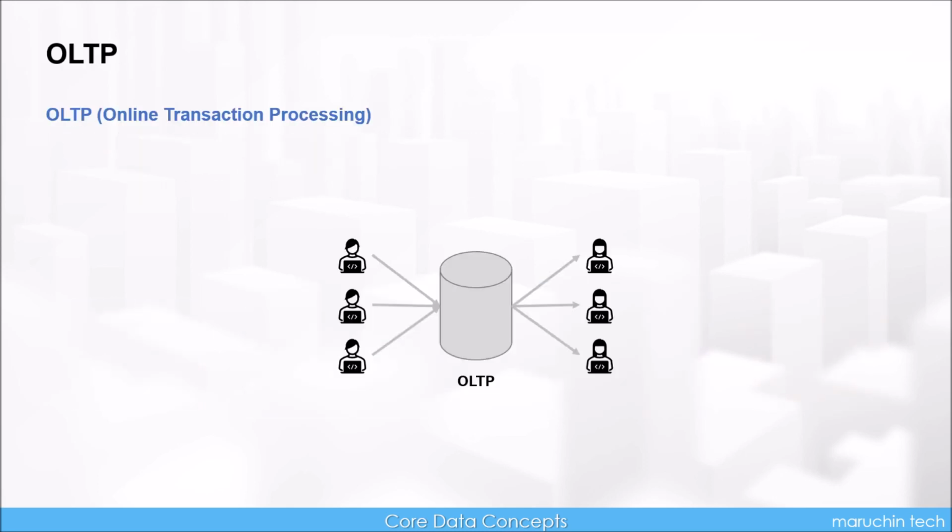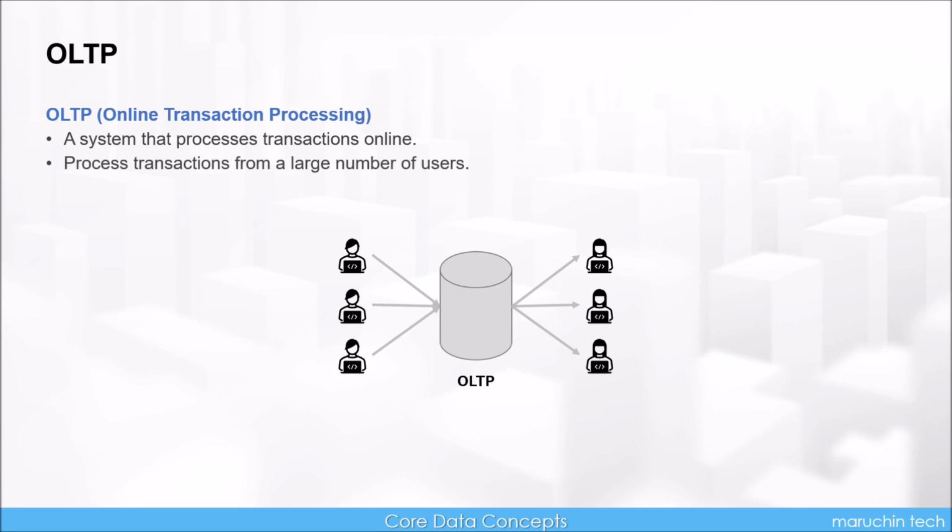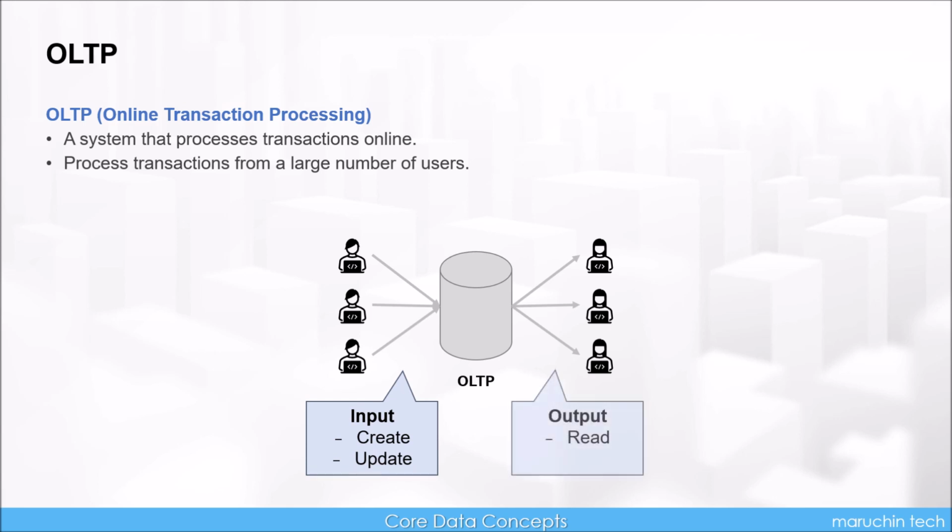Next, I will introduce OLTP. Since the 1990s, the widespread use of the Internet has made it possible to operate database systems remotely. A system that processes transactions online is called OLTP. Especially in large systems, it is necessary to process transactions from a large number of users. OLTP requires consideration of a design that separates change operations, such as writing and updating the database, from read operations.